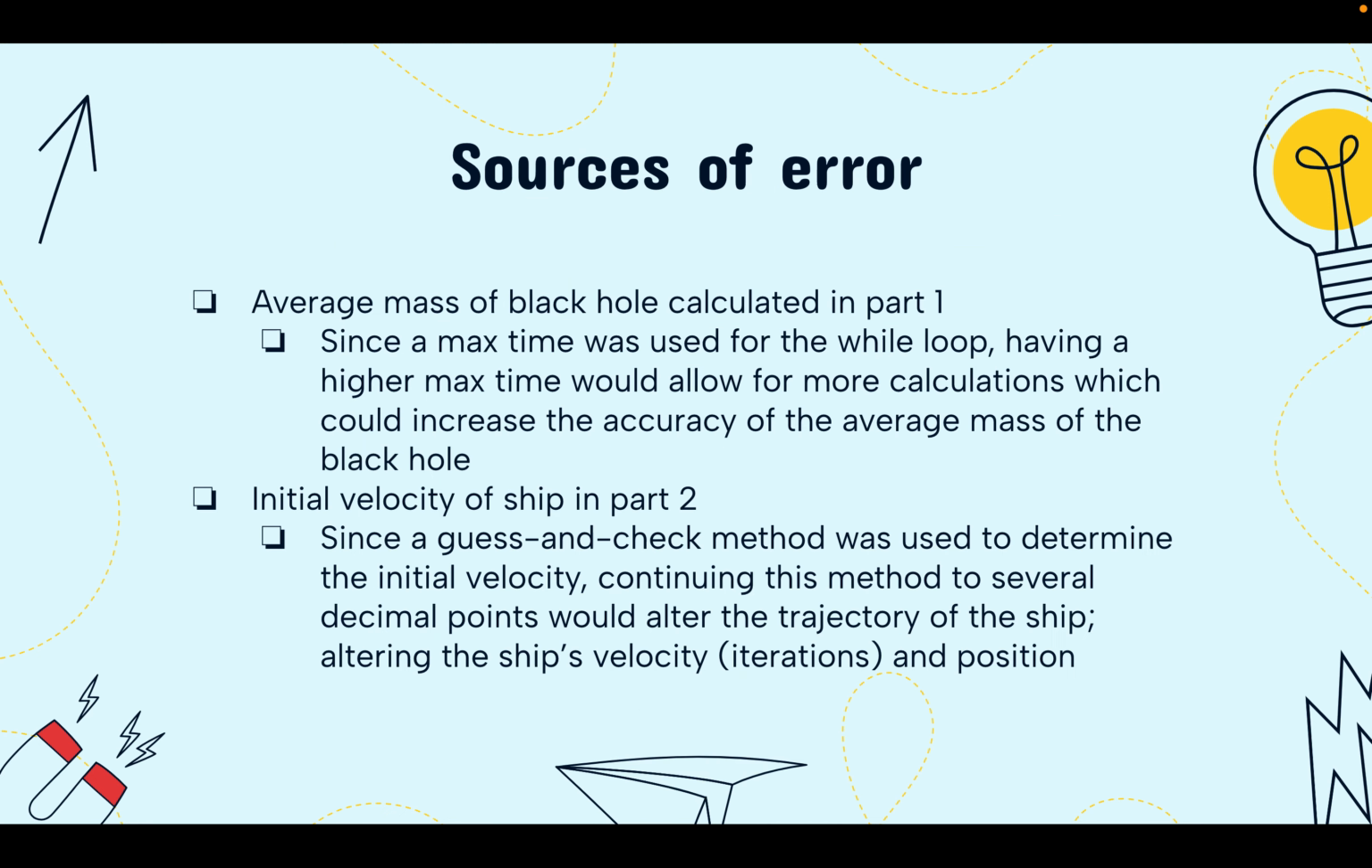Here are the results. Sources of error: the average mass of the black hole calculated in part 1. If you have a higher maximum time, the while loop will go on longer, you have more calculations, and you can get a more accurate average mass of the black hole. For part 2, the initial velocity of the ship is found through a guess and check method. If you use more decimal points, the trajectory would change, which would change the velocity through iterations of position.